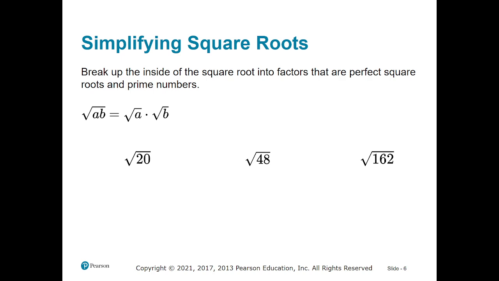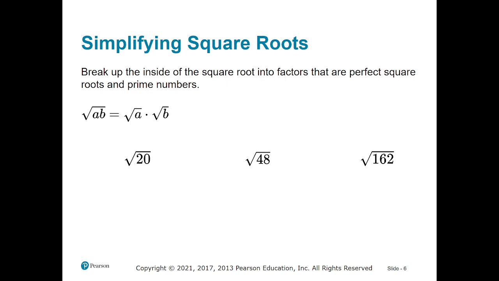Right? So that means that the square root of a times b actually turns out to be the square root of a times the square root of b. So the root of a product is the same as the product of the roots. That being said, we can take anything that looks like the following square roots and simplify them: square root 20, square root 48, square root 162. We do that by breaking up the number under the square root sign, the radical, into some factors.